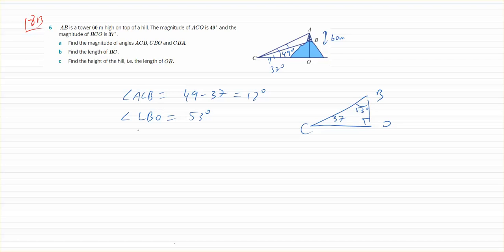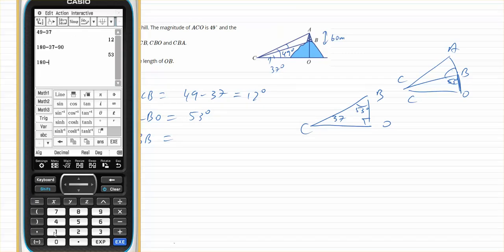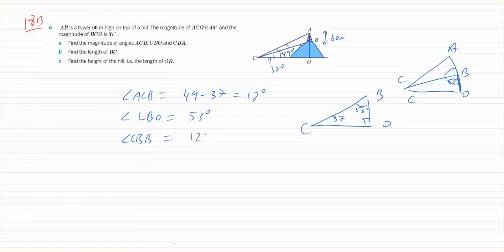And CBA, we're talking about this angle here. We know this is the angle CBO over here, and we know that's 53 degrees. We know that that angle plus that angle must equal 180. So the angle CBA would equal 180 minus our angle CBO, which is 127 degrees. Which makes sense because that looks like an obtuse angle. It's greater than 90 degrees.